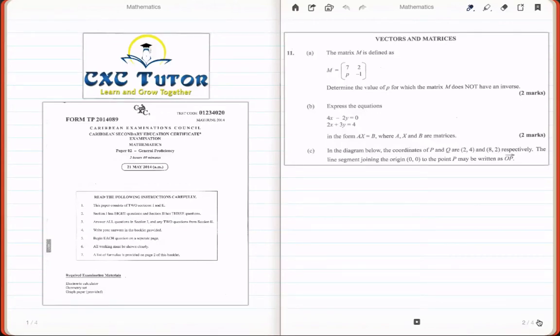I'm excited today because today is the day we're going to do the last question in the 2014 Mathematics Paper 2. This question is question 11 and it relates to vectors and matrices, and it is divided into 3 parts. I'm going to split this question into 2 separate videos. This video will cover part A and part B, and the very last video in this series will cover part C. So let us begin.